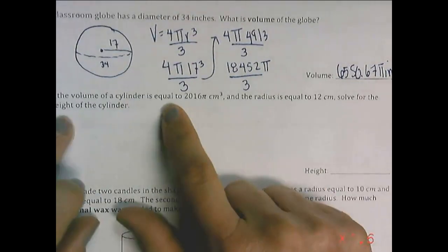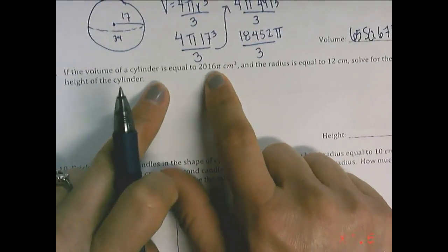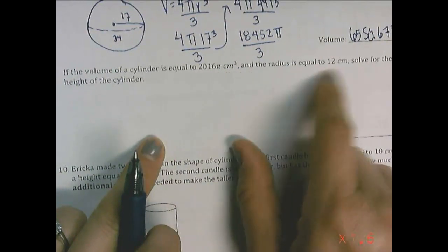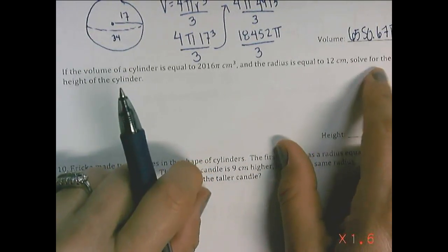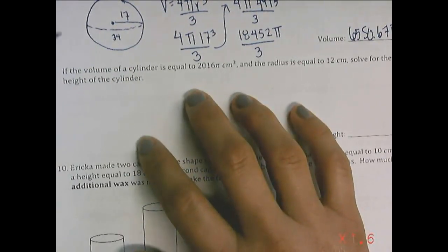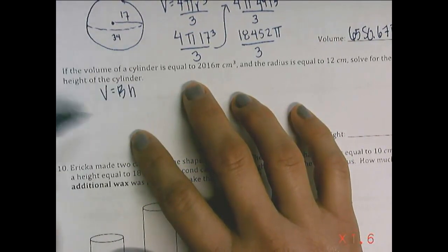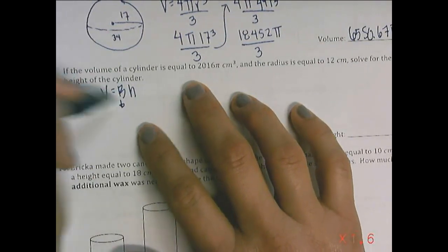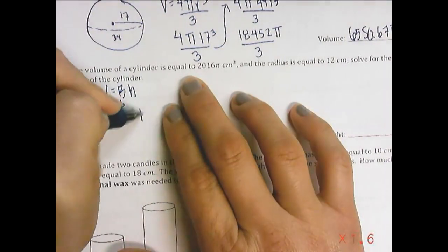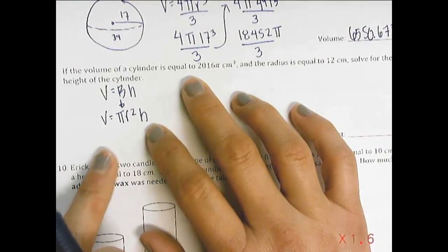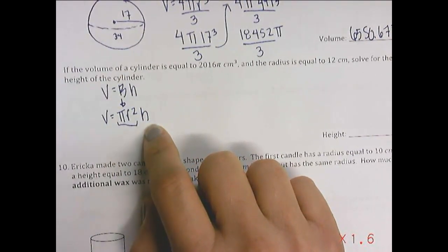Okay, so now they're telling me that the volume of a cylinder is equal to 2,016 pi centimeters cubed, and the radius is equal to 12 centimeters squared. It wants me to find the height of the cylinder. Well, the volume for a cylinder is big B times height, but big B is a little different here. Because it's a cylinder, it's going to be pi times your radius squared, then times your height. So I'm going to use this formula because big B is pi times your radius squared.